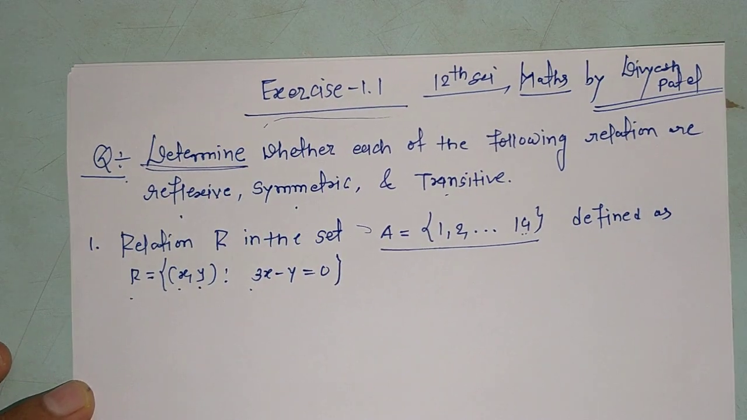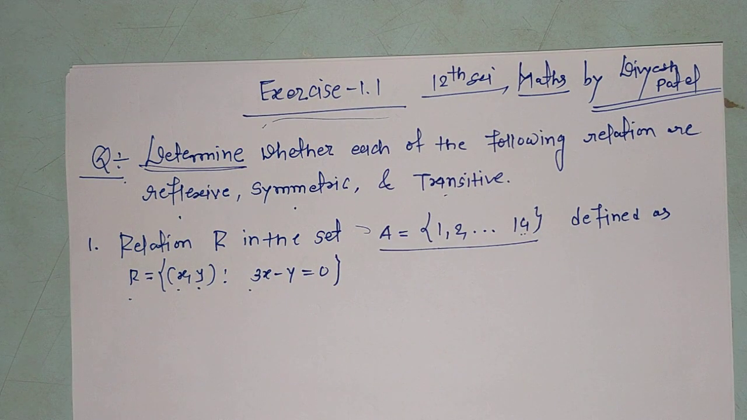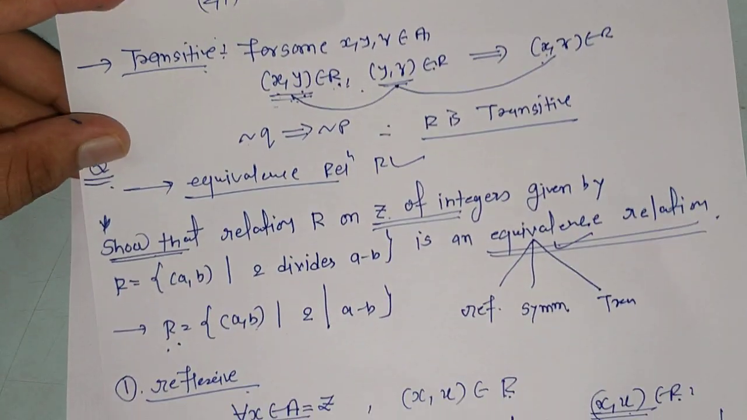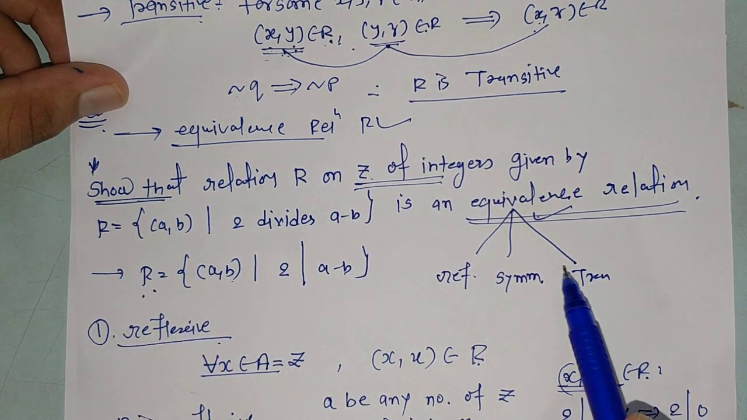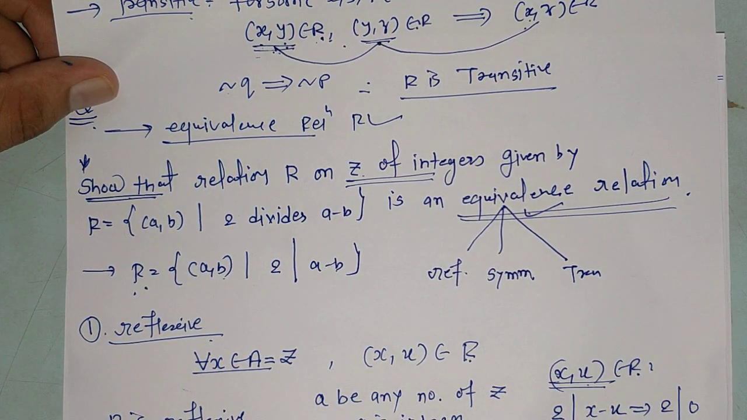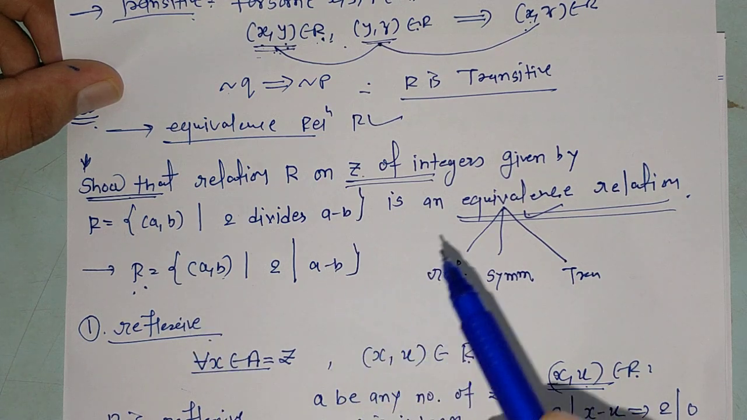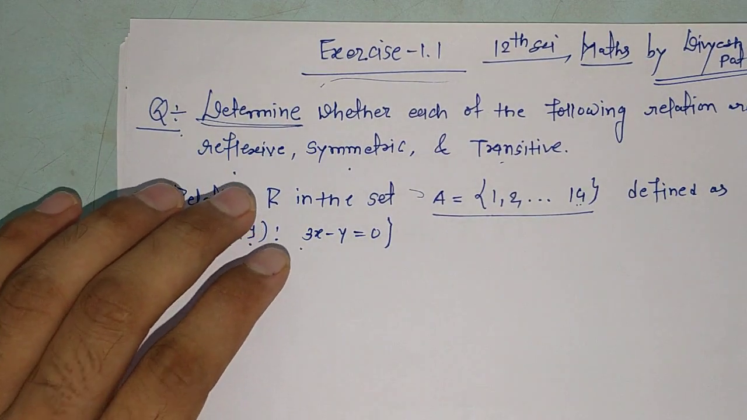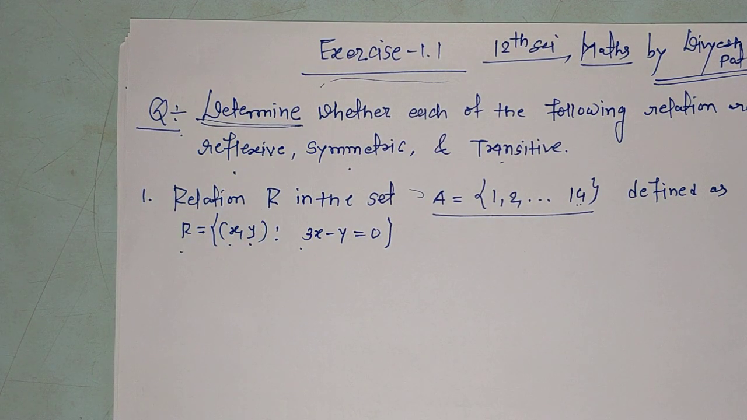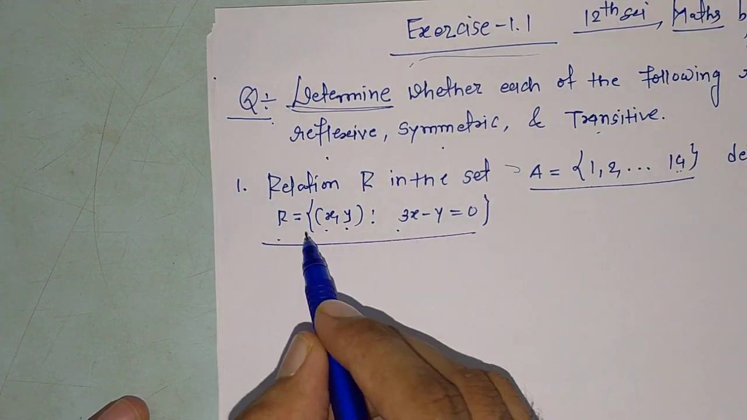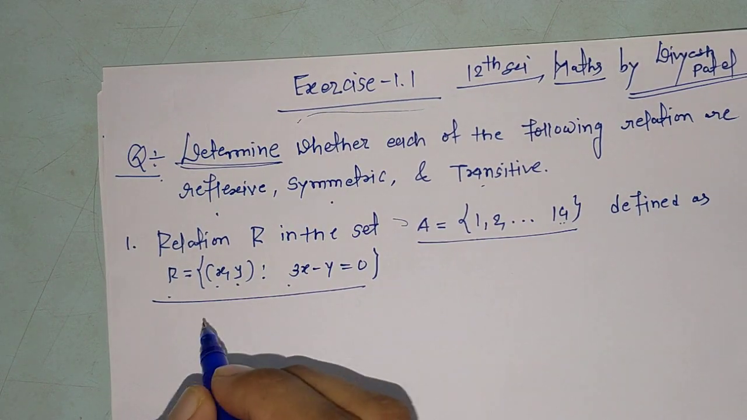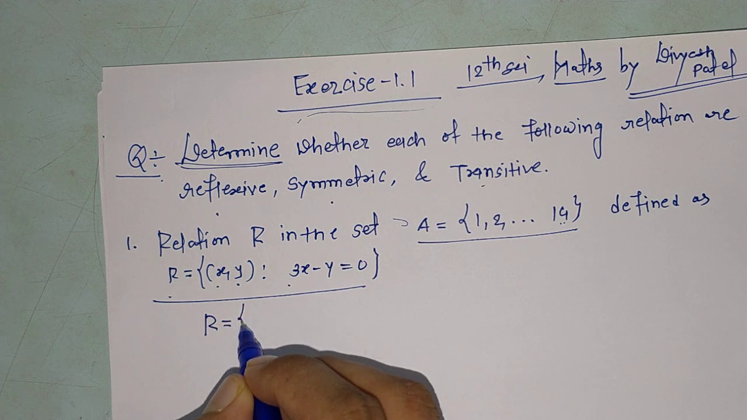Whenever you tackle a question, read the question properly. What does it mean? In the last question, it said so, it means the relation was already an equivalence relation, right? It already satisfies reflexivity, transitivity and symmetricity. But in this question, we have to determine whether the relation is reflexive, symmetric or transitive. For that, we have to convert this relation, which is in set builder form, into roster form, right? So R, I am writing this.